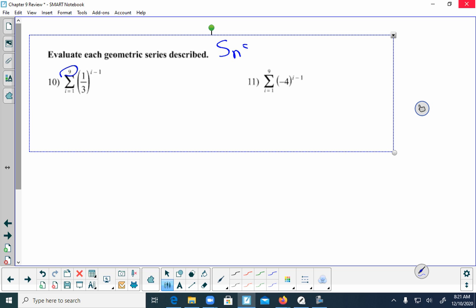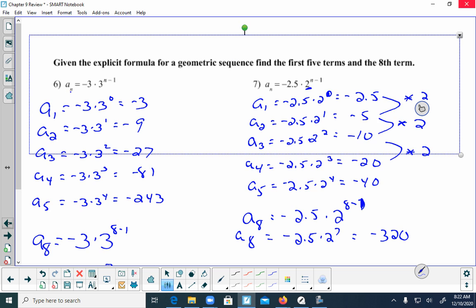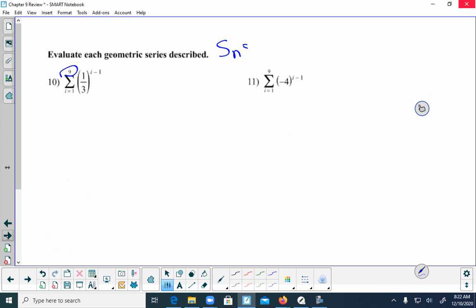S sub n is equal to 1. I skipped 2. Why did I skip 2? Oh, I'll go back and get those two, but I'm here. So here I'm on 10. Sorry, I skipped two. So to find this, I'm going to take 1 minus r to the nth over 1 minus r. That's the formula to find the sum.